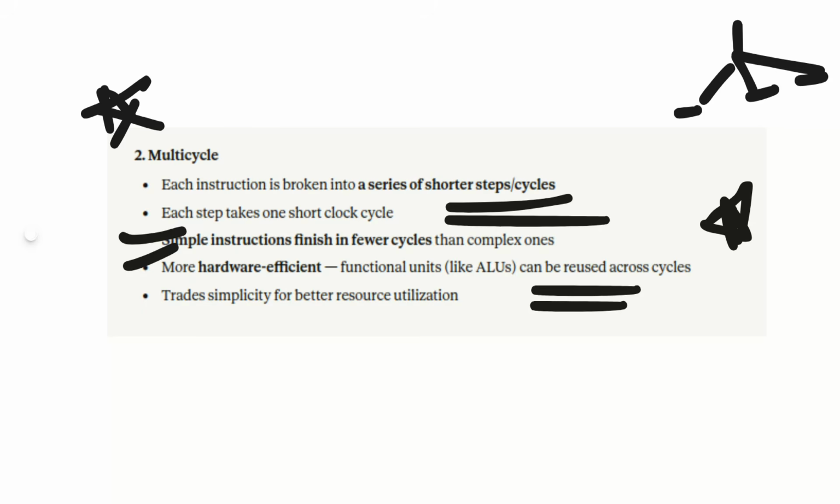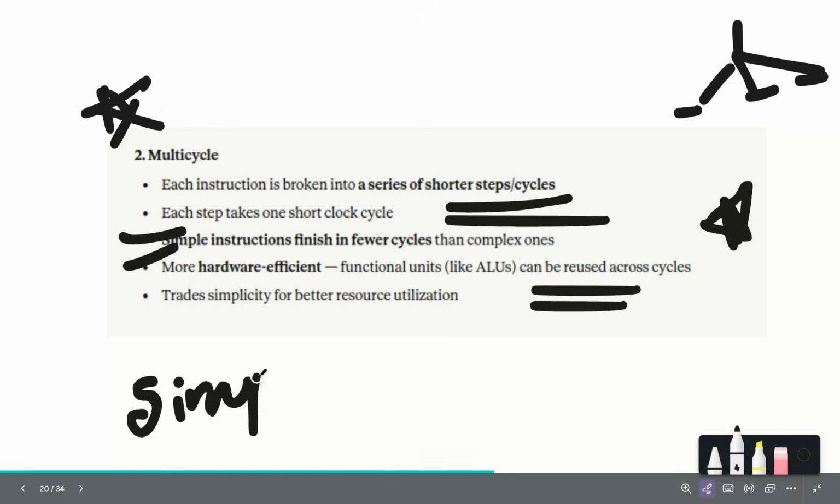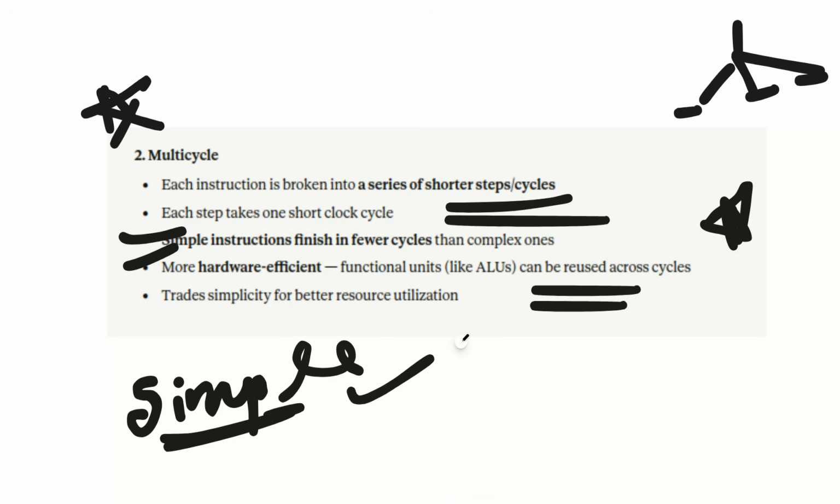So a simple instruction would finish in how much time? Fewer cycles than the complex ones. Okay. So it's more hardware efficient, and the functional units can be reused again across the cycles. So a simple instruction finishes in fewer cycles than a complex one. Simple instructions are those which are faster, so they require only fewer cycles compared to the complex ones.